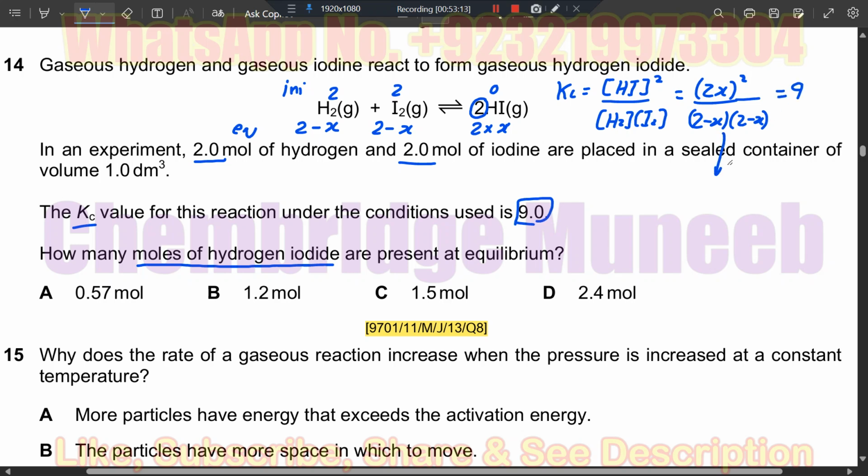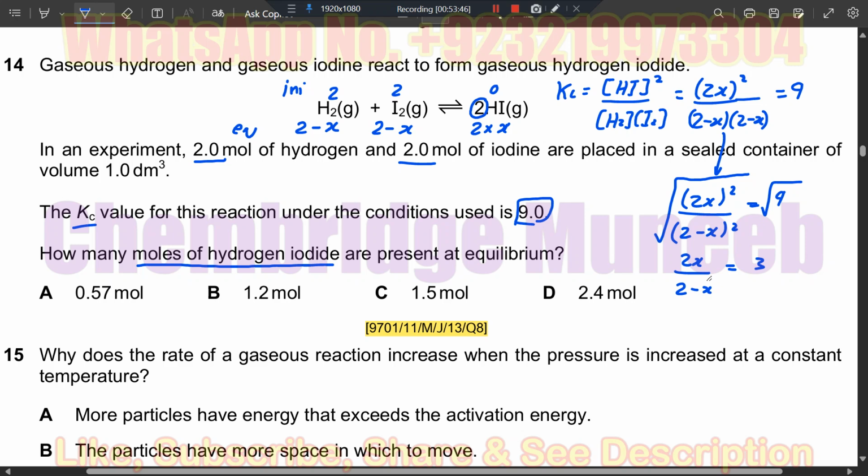Now we have to solve this equation. This is the algebraic equation here: 2x squared divided by (2 minus x) times (2 minus x), which is 2 minus x whole squared, is equal to 9. Now take the square root of both sides. So this would give me 2x divided by 2 minus x is equal to 3. The square root of 9 is 3.